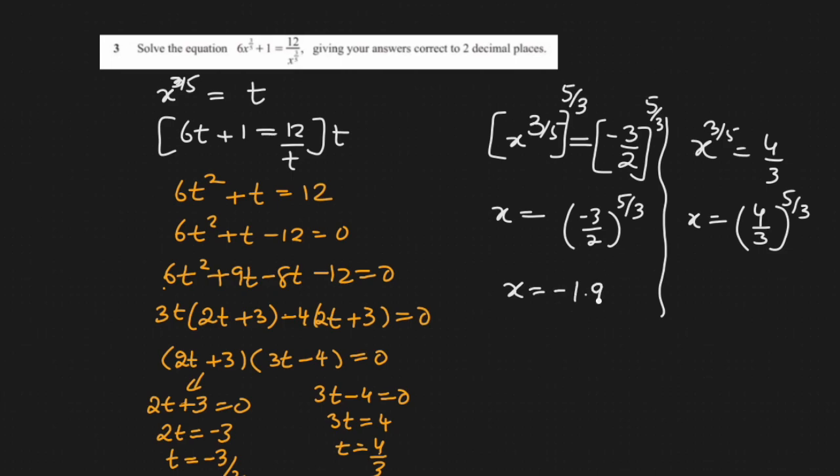What I'm getting in this one is x equal to negative 1.9655, so I'll say 97. 2 decimal places, that's what they want. And this will be 1.615, so 1.62. These are the two answers of this question.